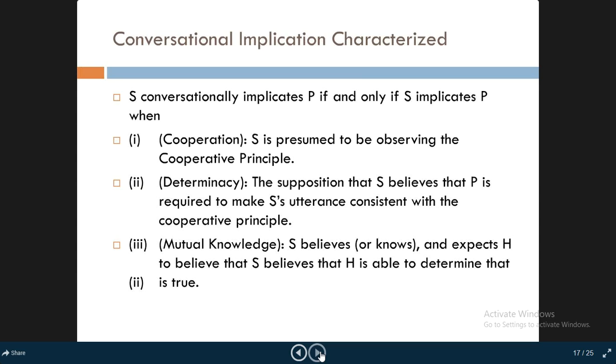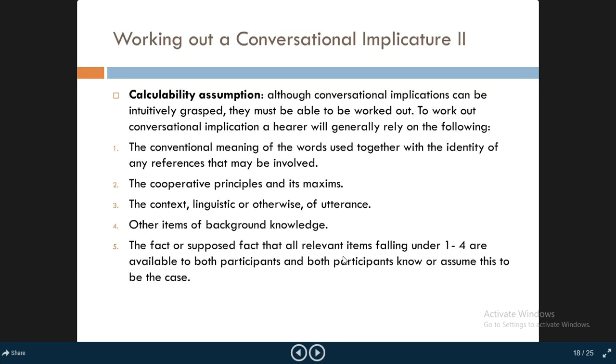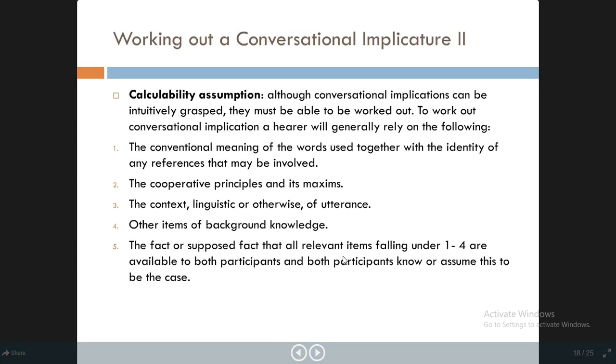Conversational implicature characterized: a speaker S conversationally implicates P if and only if S implicates P when cooperation is presumed, that is, S is presumed to be observing the cooperative principle. Determinacy: the supposition that S believes that P is required to make S's utterances consistent with the cooperative principle. Mutual knowledge: S believes or knows, and expects the hearer to believe, that the hearer is able to determine that it is true. So this is the characteristic of conversational implicature proposed by Grice.